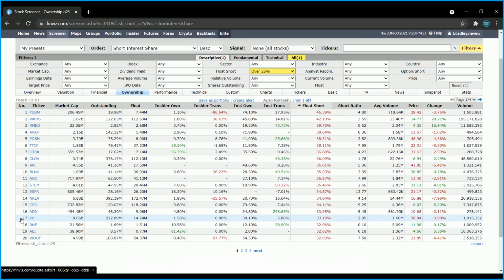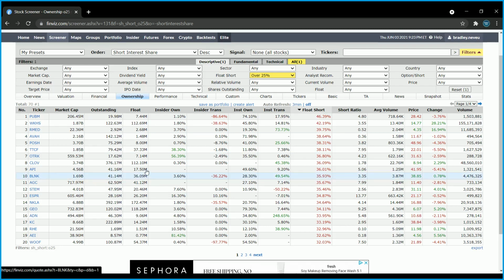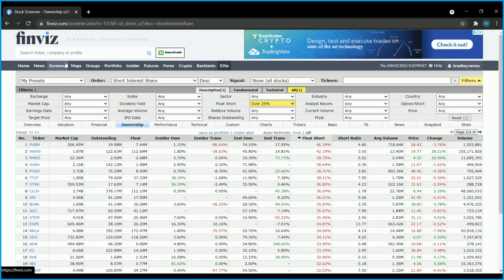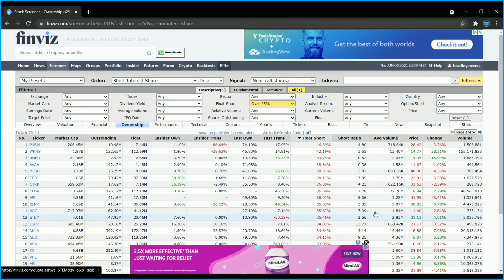So these are some things to keep in mind, guys. I'm not telling anybody that there's one perfect way to do this. I'm just trying to give you ideas, okay? And this is how you get there. You go to finviz.com, you click on that screener button, you search that float short filter right there, and then click on this ownership button right here. That's how you get to where I'm at right now.